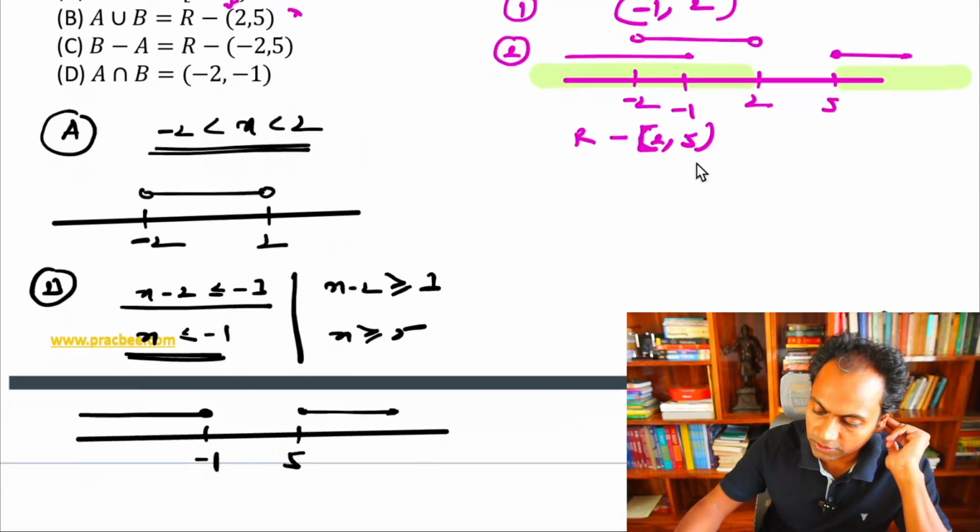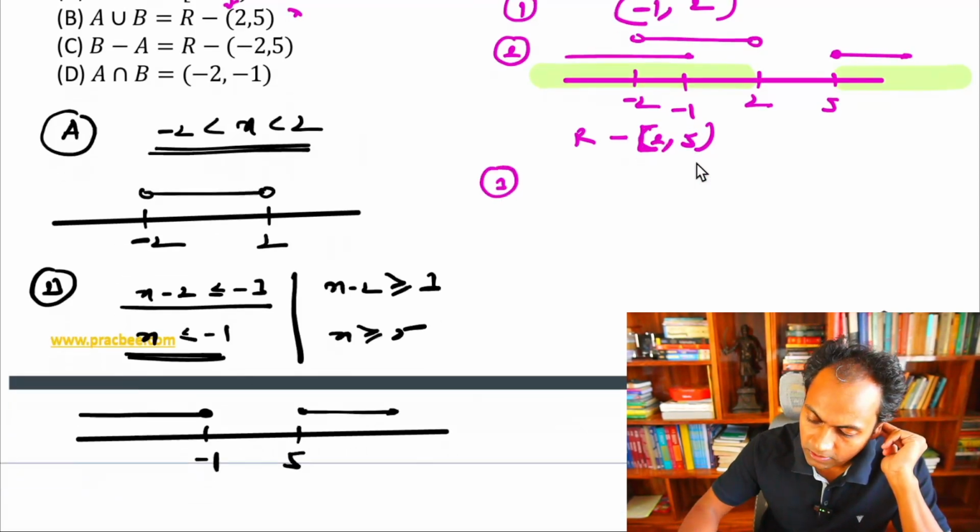Let us do the third part. Third part is if I subtract from B, A. So again what you can do is subtract the intersection values. The intersection will be from minus 2 to 1. Those values we can subtract. And as a result, what will happen?